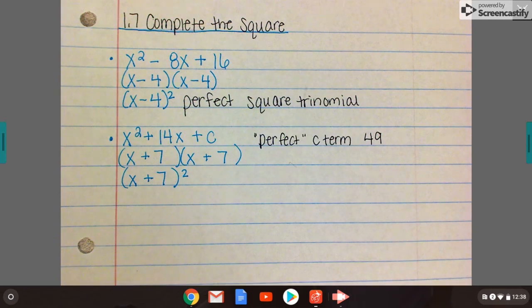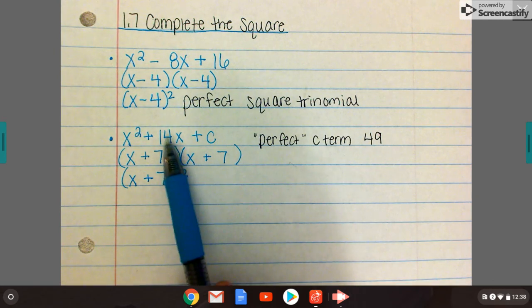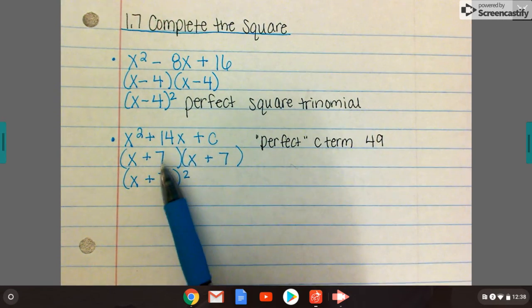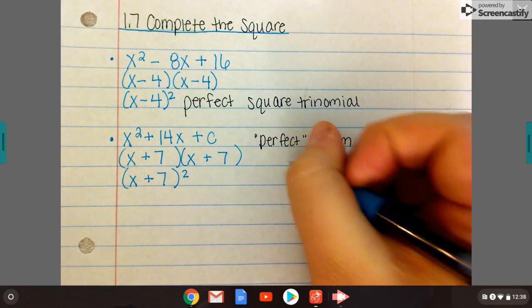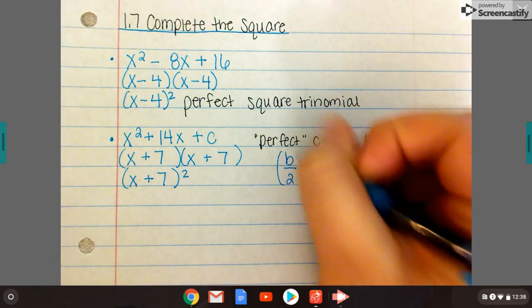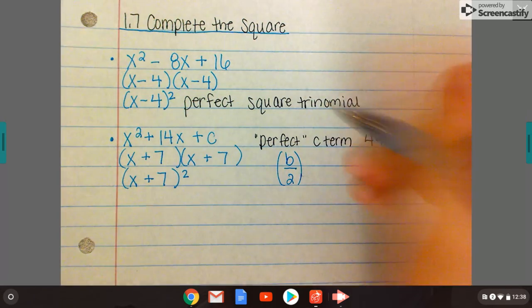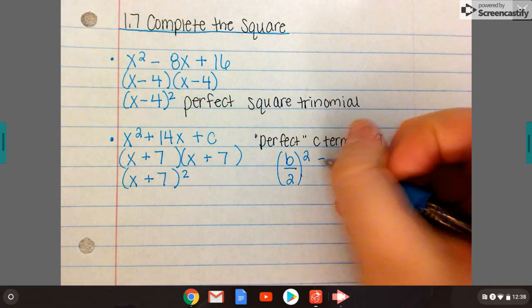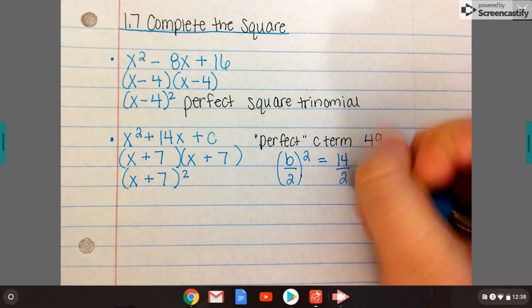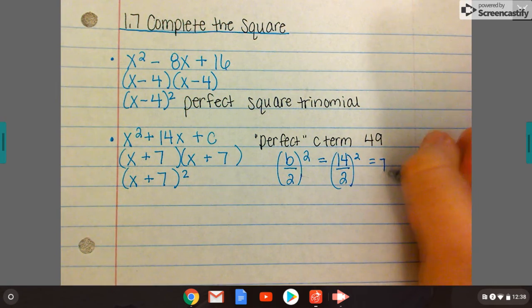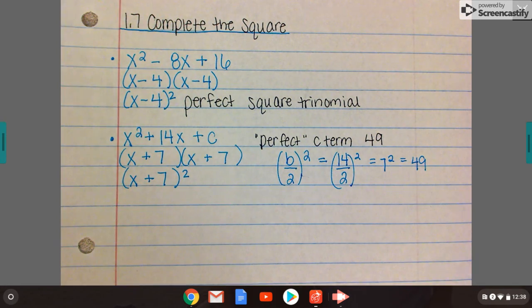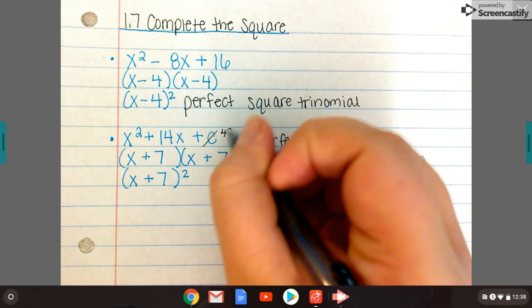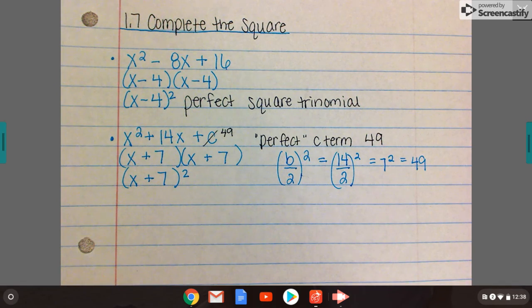But how do I find that in general? Let's see what we actually did. We did 14 divided by 2 is 7, and then from 7 to 49 we squared it. So that's the method. Our perfect C term is b divided by 2, this second number divided by 2, quantity squared. So that's exactly what we did. We did 14 divided by 2 was 7, and then we squared it to get 49. So if we had a 49 in this spot, then that would have made it a perfect square. Let's do another one.